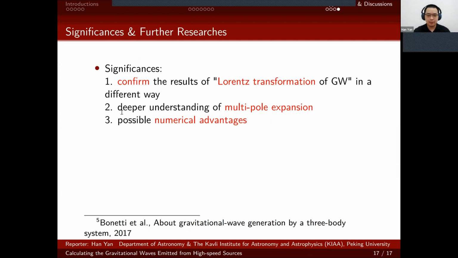The second point is that by using this new type of multipole expansion, we certainly have some deeper understanding of it, because this method was always used in the central mass frame or in the frame in which all the components of the source have relatively low velocities. The third point is that our formula might have some numerical advantages, although we didn't prove it in this presentation. This means that if we can directly get an orbit with high velocity, rather than first calculating the orbit in the center of mass frame, we can directly use our new formula rather than do the Lorentz transformation.